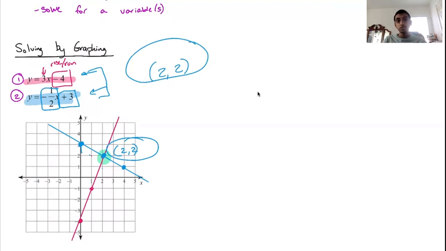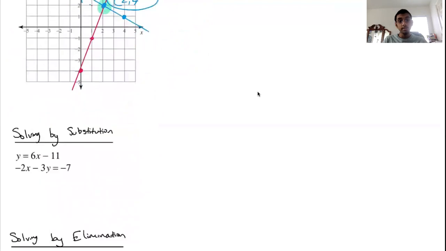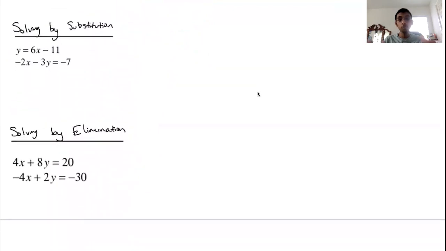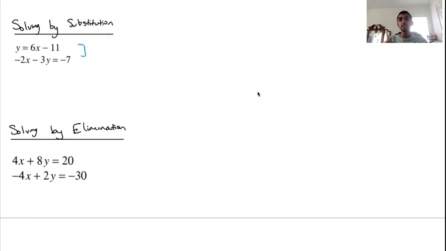So now let's look at our next one. Our next one is going to be substitution. When we do solution by substitution, we're trying to figure out the same exact idea: what coordinate could I put into both of these equations to make the equations equal? The best way to do it with substitution is to take one variable and put it into another equation. So let's see what that looks like over here.